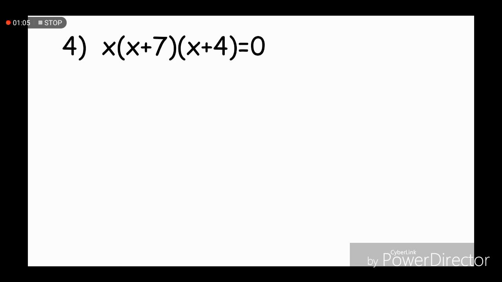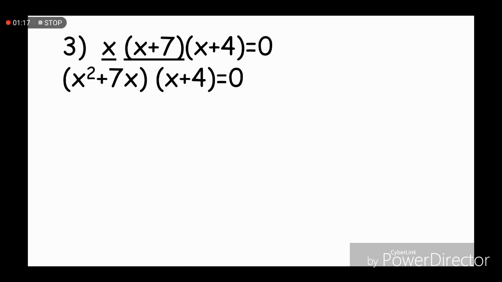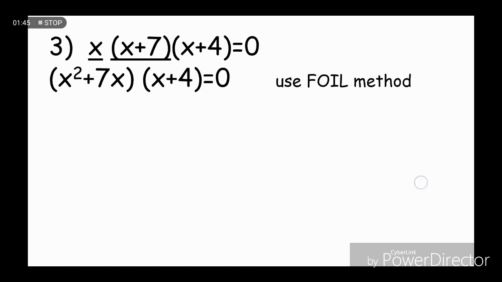Next, we have x times the quantity of x plus 7 times the quantity of x plus 4 equals 0. Okay, so we are going to distribute x to the first binomial. The answer is x times x, x squared. x times 7 is 7x. That's why the first binomial becomes x squared plus 7x, times the quantity of x plus 4 equals 0. So use the FOIL method again.